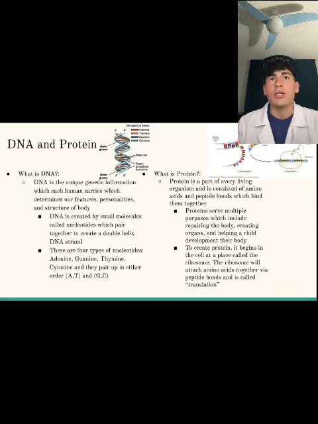Proteins are the living parts of organisms, and they're made of amino acids and peptide bonds, which will bond those amino acids together to create that protein. Proteins serve many, many purposes, like repairing the body, creating organs, and even helping a child develop into their teenage years or adult life. To create a protein, it's going to be in the ribosome. The ribosome will then attach the amino acids together using the peptide bonds, and that will create a protein. This is called translation.